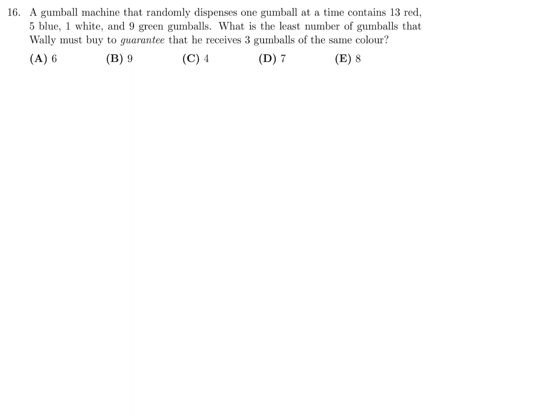A gumball machine that randomly dispenses 1 gumball at a time contains 13 red, 5 blue, 1 white, and 9 green gumballs. What is the least number of gumballs that Wally must buy to guarantee that he receives 3 gumballs of the same color? So we have 13 red, 5 blue, 1 white, and 9 green. So let's see how we can do this.